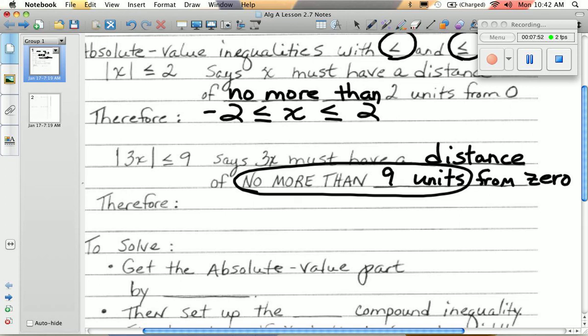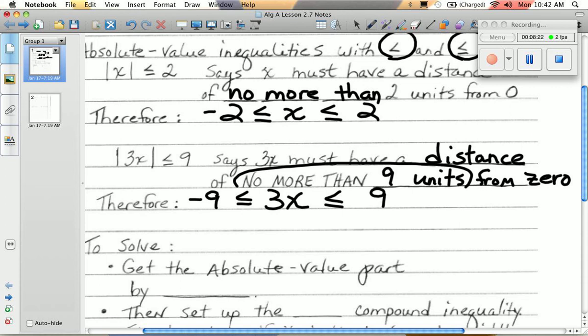Put in the numbers for x, but you have to multiply them by the 3. Oh, but no, we're not even going to solve this yet. We're going to say how could we represent that so we could solve it. So 3x has to be between what and what? What are the end numbers that are no more than 9 units from 0? -9 and positive 9.